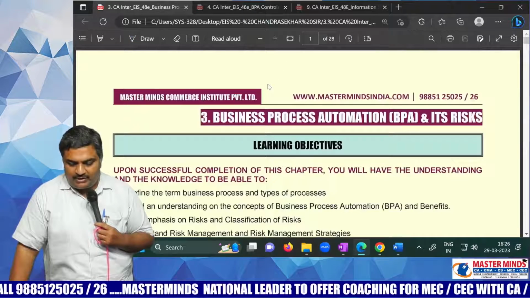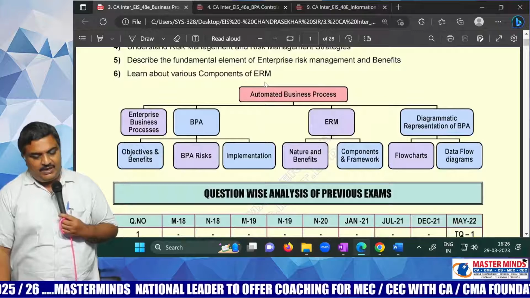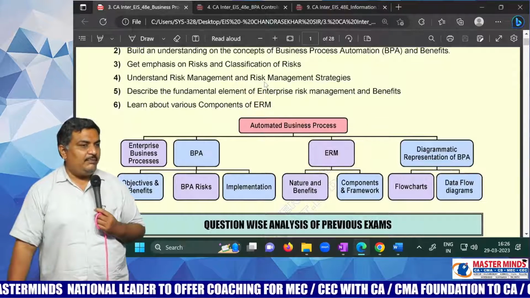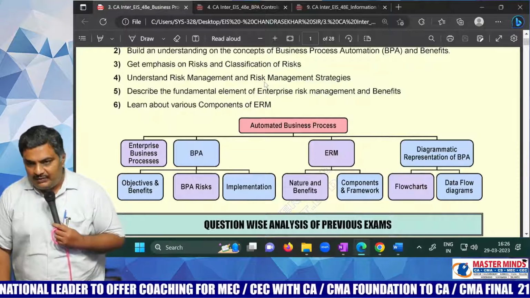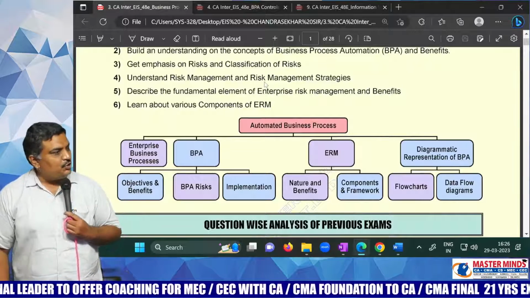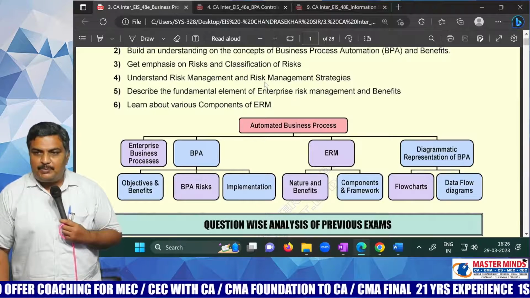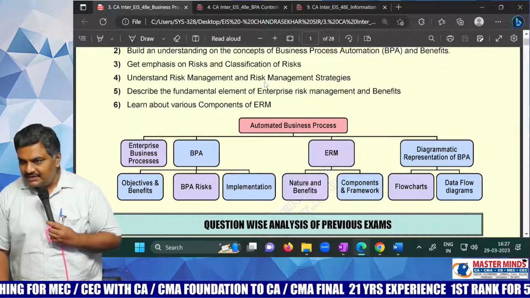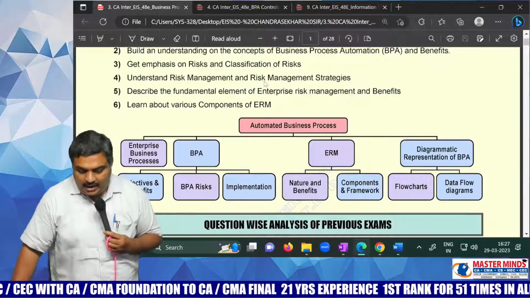Now let us move on to the next lesson, business process automation and its risks. In this lesson, you will learn how to automate the business process, and while automating the business process, what are the risks that are involved. This is the most pertinent lesson to you, because in every organization the business processes will be automated, and while automating, you will come across a lot of risks. So you need to understand what are the risks involved and what controls need to be in place.